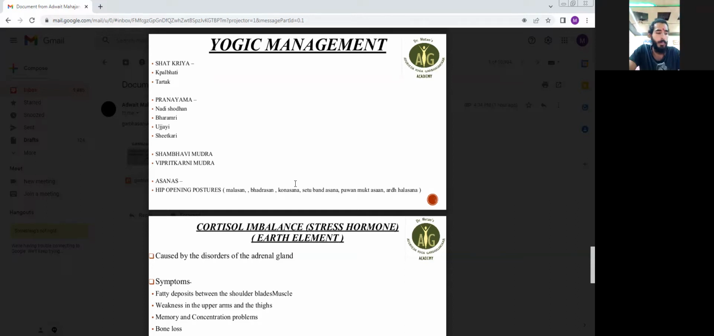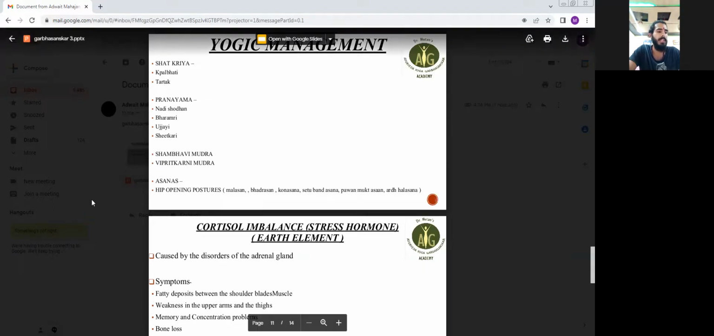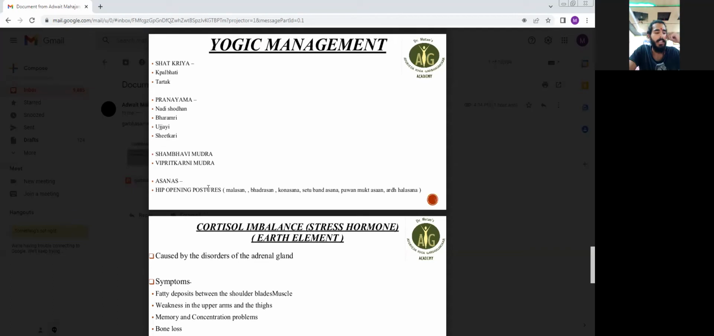Asanas, all the hip opening postures like Malasan, Bhadrasan, Konasan, Setu Bandhasan, Pavan Muktasan, and Ardha Halasan we can include. The pranayam is the basic Nadi Shodhan and Brahmi, as I said earlier, the Ujjayi, and mainly for this the Shitkari. And the mudras are the Sambhavi Mudra and the Viparit Karni Mudra that we can do.